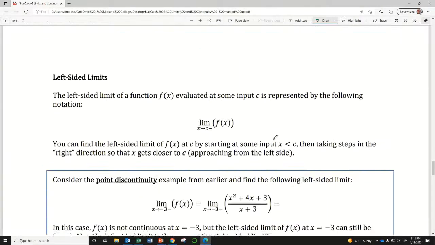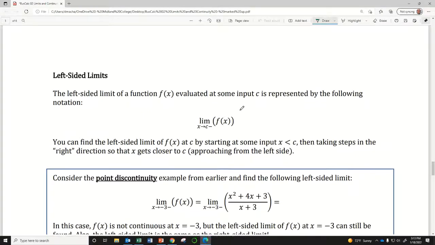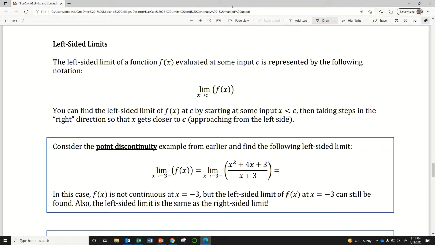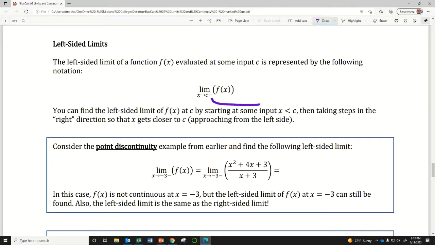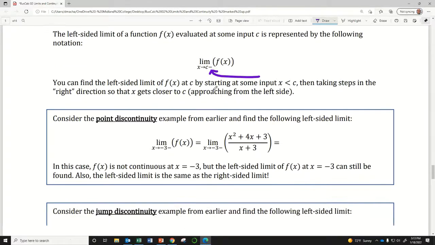So moving on, we'll talk about left-sided limits. And I think you'll be very pleased to learn that a left-sided limit is really a lot like a right-sided limit. But our notation differs, because if I want to tell you that x is approaching some number from the left side, I'm going to use a negative sign after c, after the constant in the limit expression. So this notation here tells you we're taking a left-sided limit.